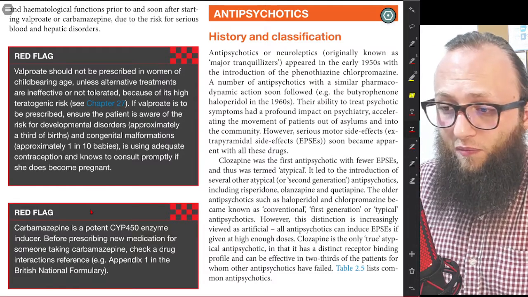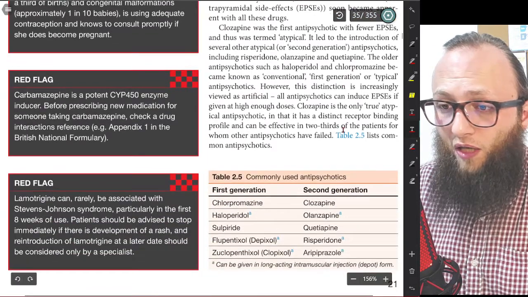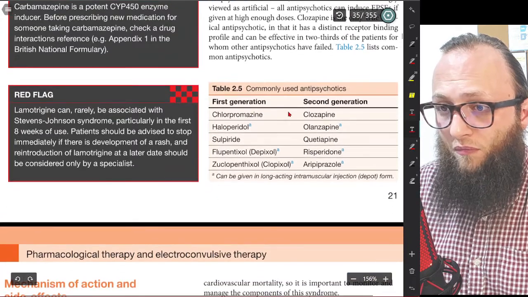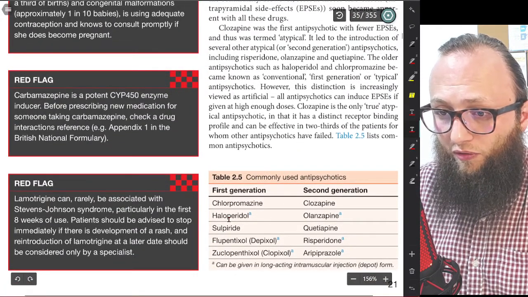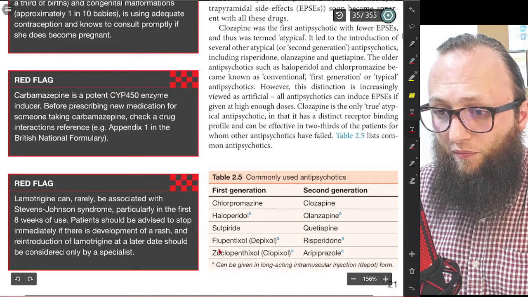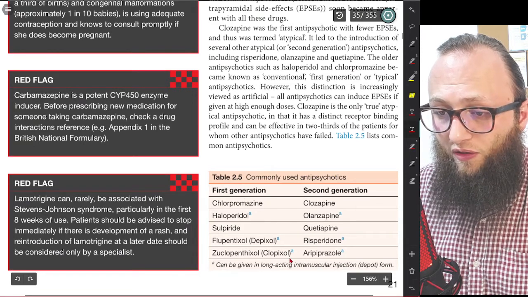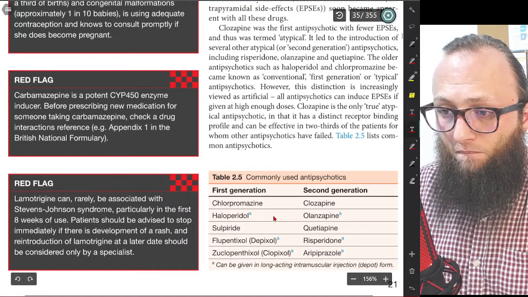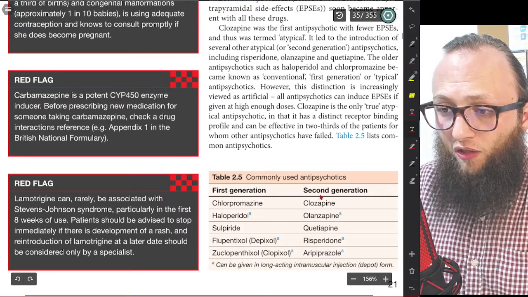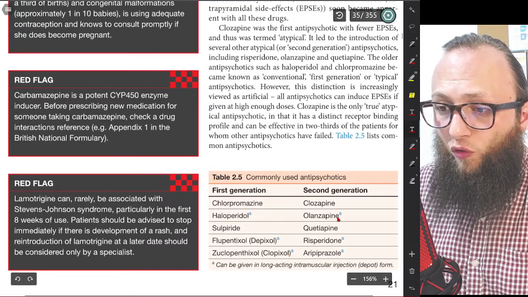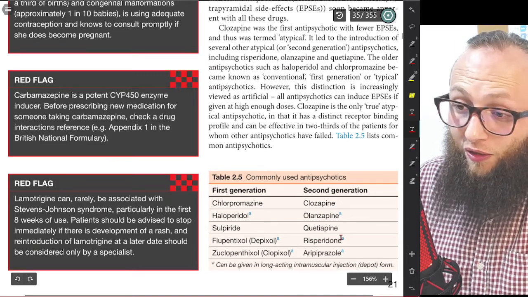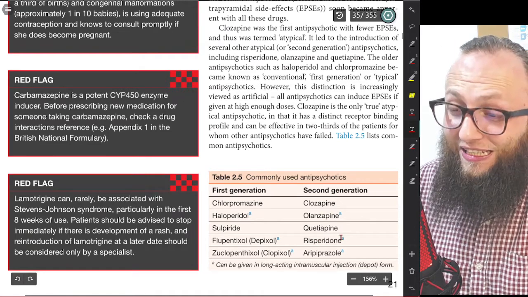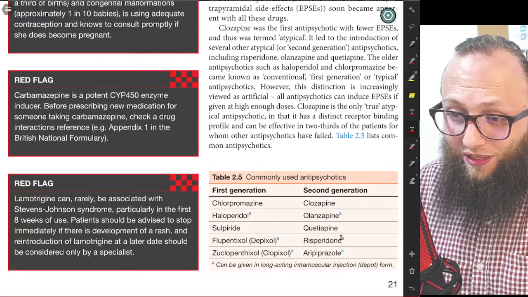Here we have this table that lists common antipsychotics. We have first-generation antipsychotics like chlorpromazine, haloperidol, sulpiride, flupentixol, and zuclopenthixol. Second-generation antipsychotics like clozapine, olanzapine, quetiapine, risperidone, and aripiprazole. We've talked a lot about them in this review, as I said before.